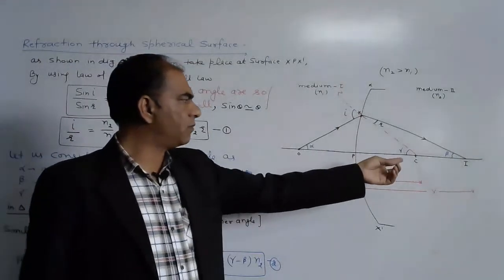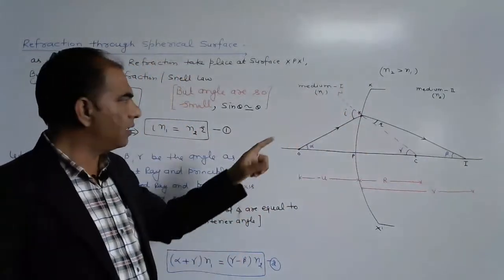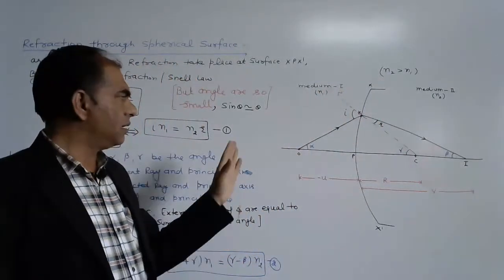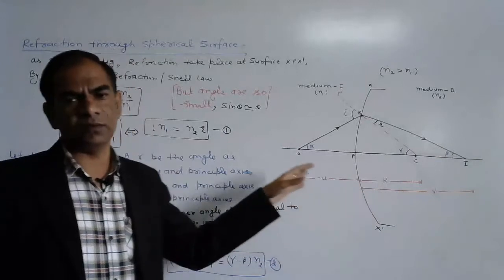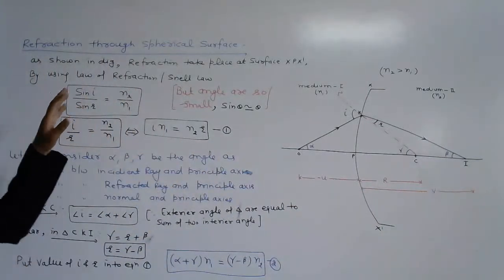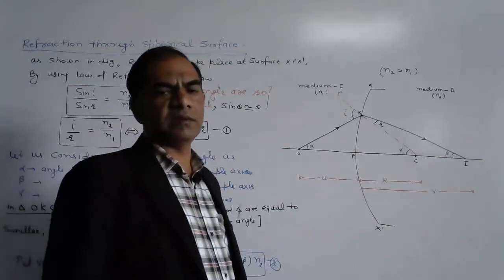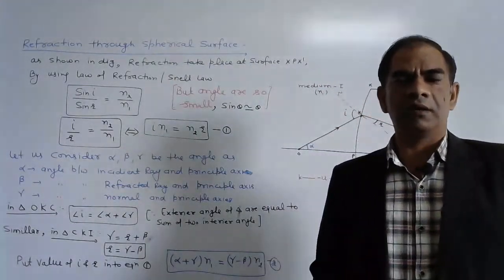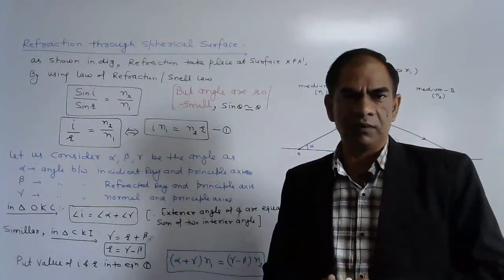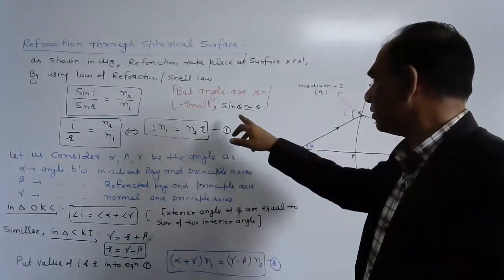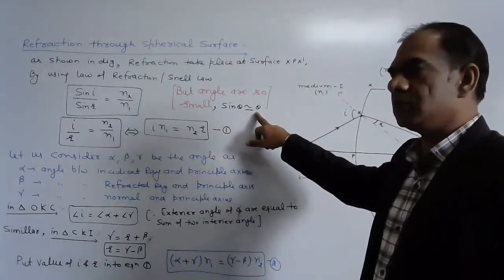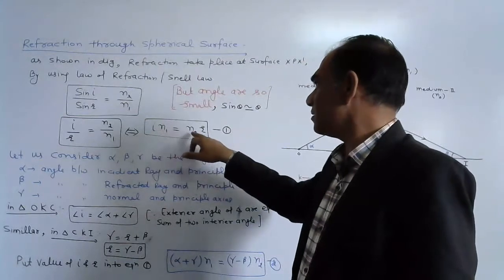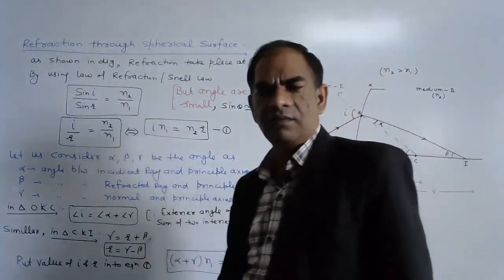We draw a normal from C at K, and we get this incident angle and this refraction angle. Here the phenomenon is refraction, so we use Snell's law. But the aperture of this spherical surface is small. Due to the small aperture, the angles are also very, very small. If the angles are very small, we know very well that sine of theta is equal to theta. Then we apply this condition here, and we get i into n1 is equal to n2 into r. This is the first equation.